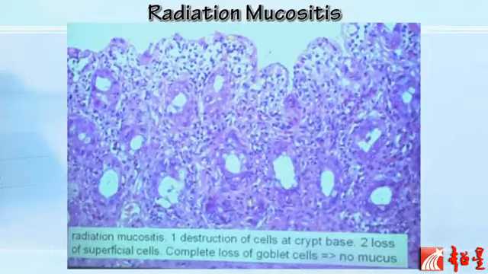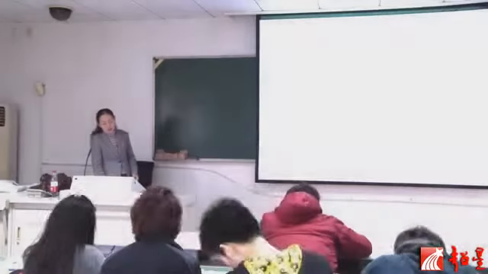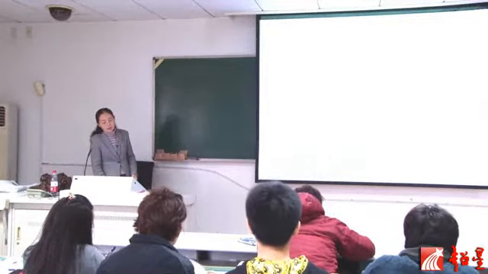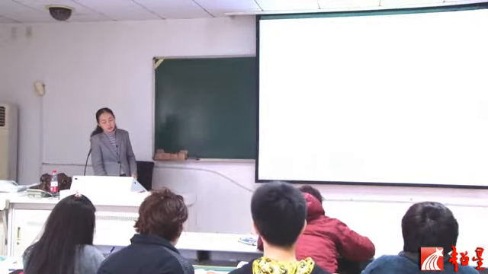And this inflammation is caused by radiation, called radiation mucositis. We can see the surface epithelial cells are destroyed. There are no epithelial cells, only loose superficial cells. And second, we can see the goblet cells are also completely lost. So this tissue cannot produce mucus.